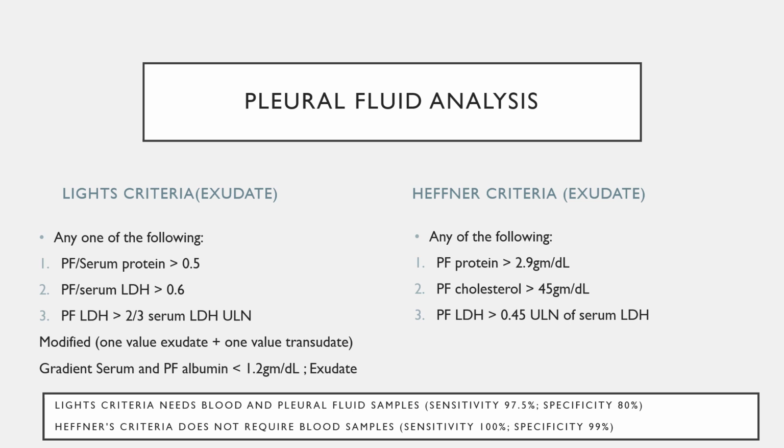So in a nutshell, sensitivity rules out a disease and it goes in with false positivity, while specificity rules in a disease and it goes with false negativity.